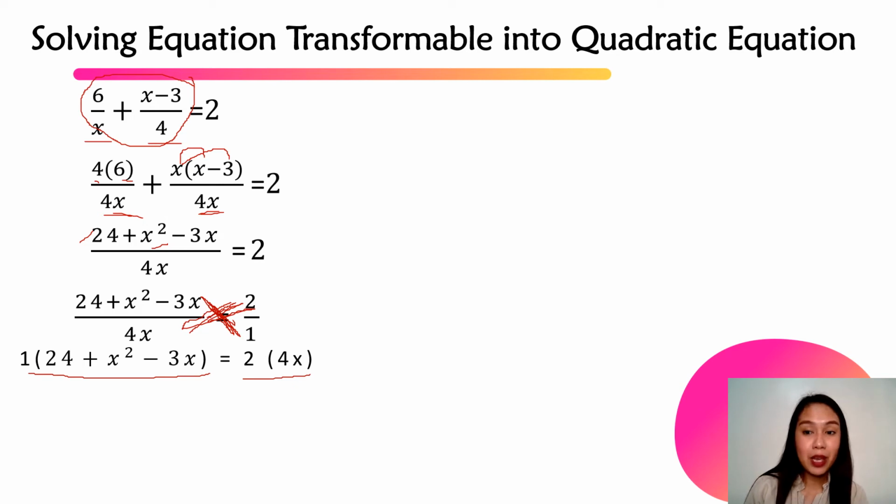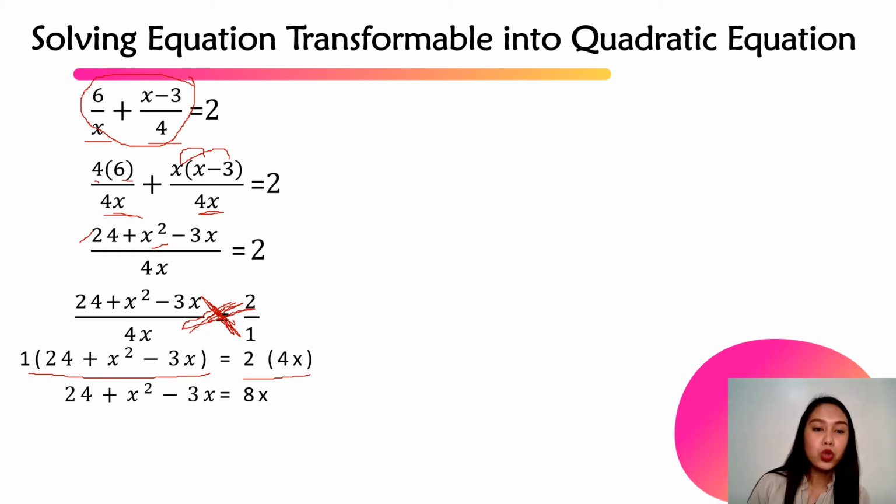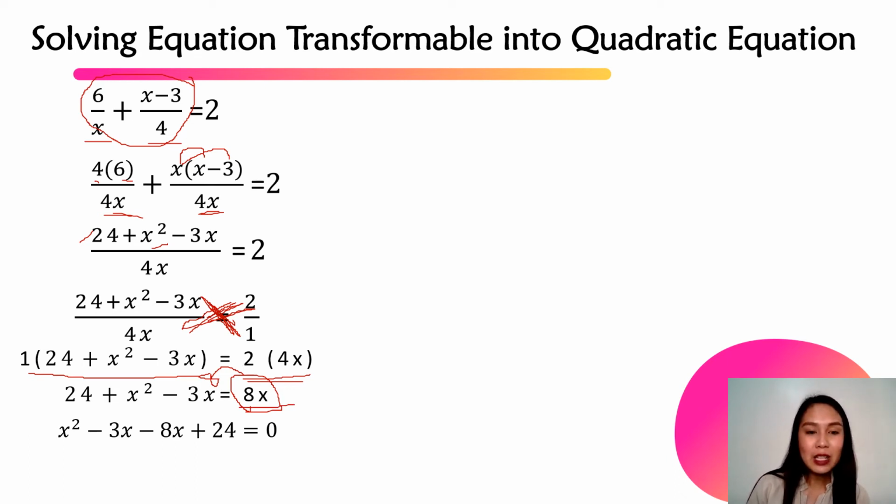Alright, now let's apply multiplication on each side of the equation. 1 times 24 plus x squared minus 3x is simply 24 plus x squared minus 3x, while 2 times 4x is equal to 8x. Now, next is to transpose 8x to the other side of the equation. This becomes x squared minus 3x minus 8x, because positive 8x becomes negative if we transpose it to the other side, plus 24 equal to 0.